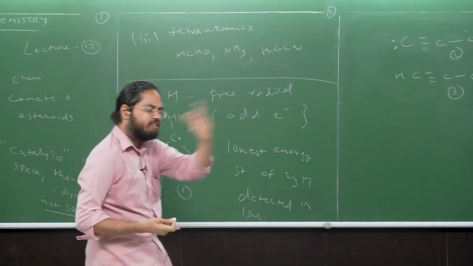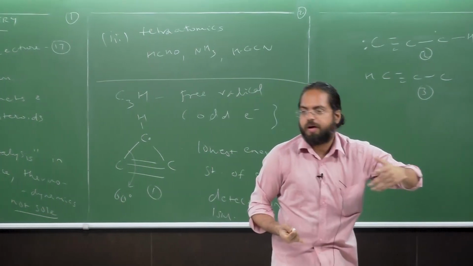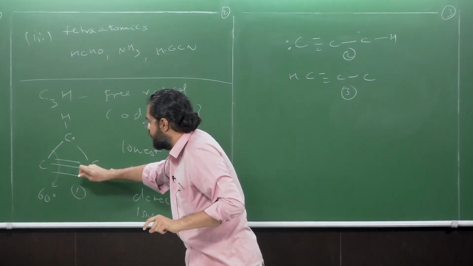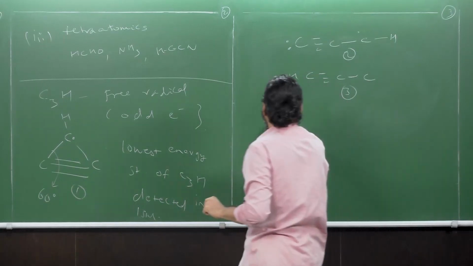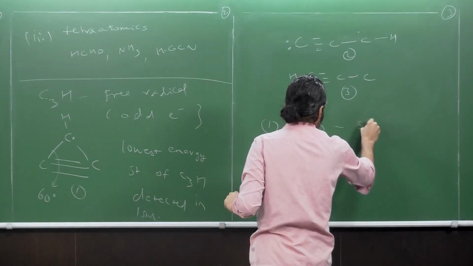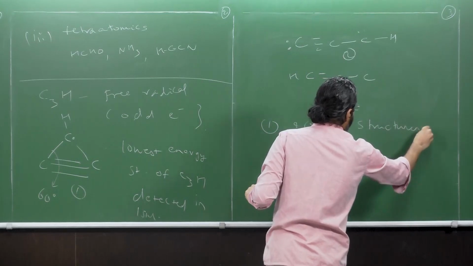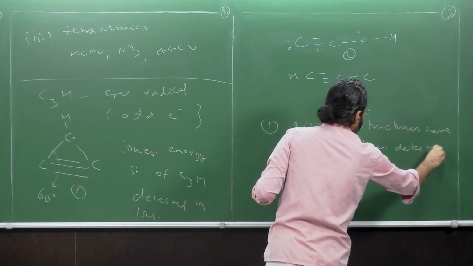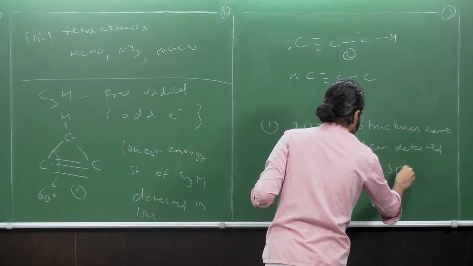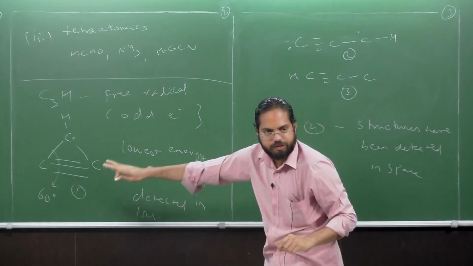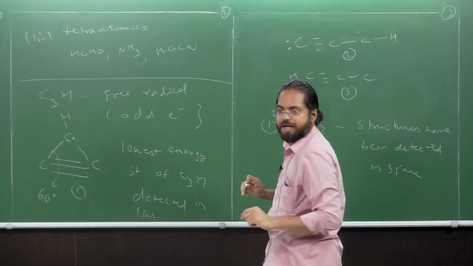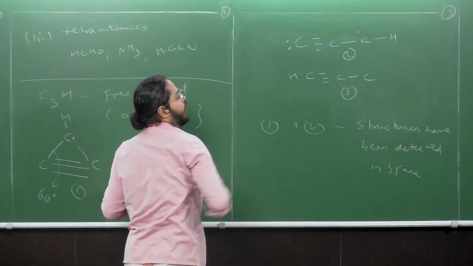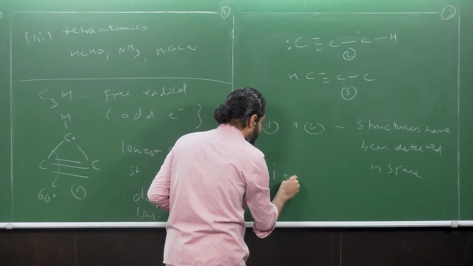And not just that, that's a point we've been seeing repeatedly in this course for multiple lectures. Not just that, both structures 1 and 2 have been detected in space. And what does it tell you? It tells you that 1 and 2 are actually isomers, right?